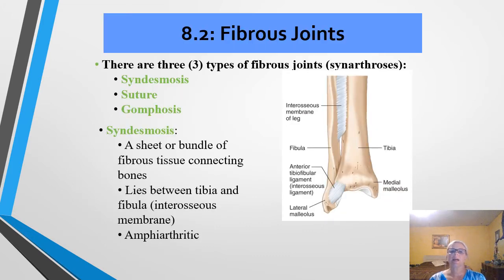So we have 3 types of fibrous joints here, and remember, fibrous joints are synarthrosis. We have syndesmosis, suture, and gomphosis. Don't you just love those words? Syndesmosis are bound by connective tissue, and they articulate between things like the tibia and the fibula. And so it's basically a type of interosseous membrane there as well, all right? And so you can see that interosseous membrane here.